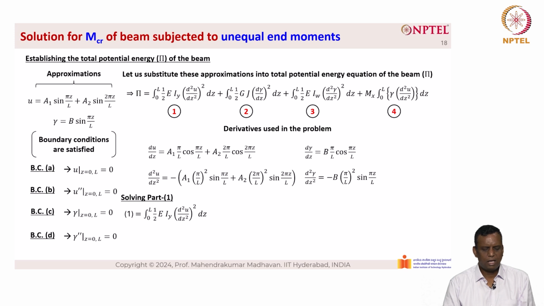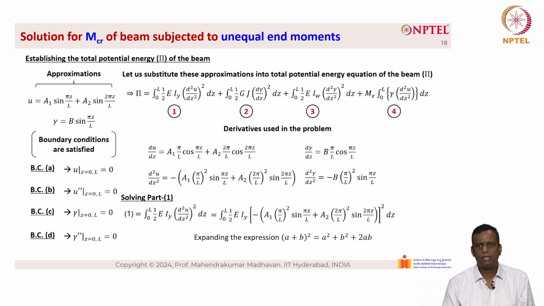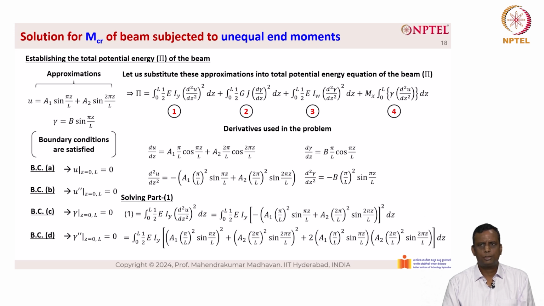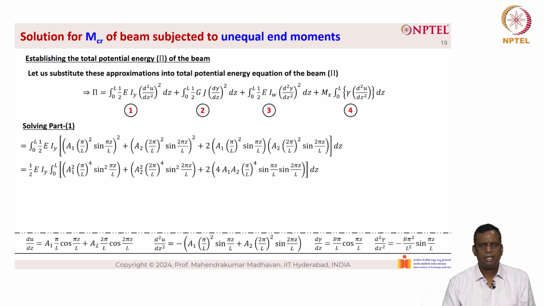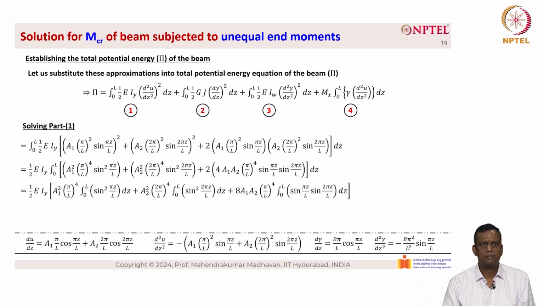We have 0 to L, half into EIy into d square u by dz square the whole square into dz. So when we substitute it, we get this equation here. This is of the form a plus b the whole square, which is equal to a square plus b square plus 2ab. So we can expand this equation here, as you can see. After expanding this equation, we can further simplify by taking the square inside each one of the terms. Now we can see that all the constants have been taken outside the integral for each one of these terms.